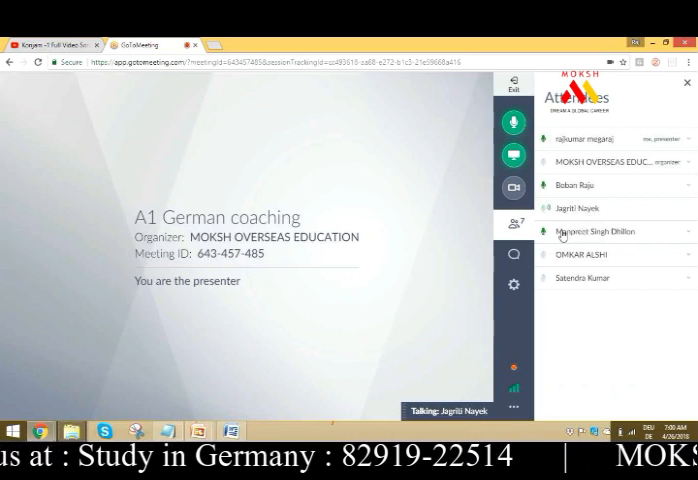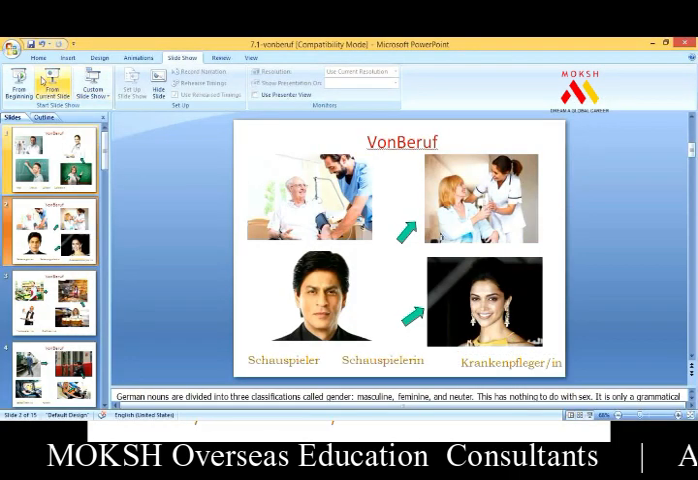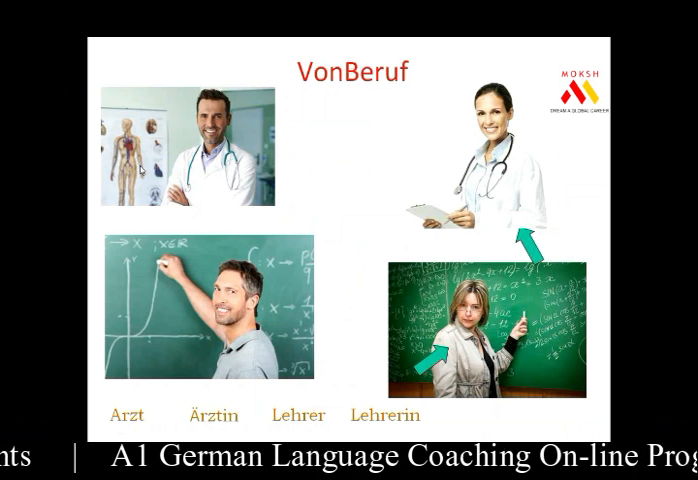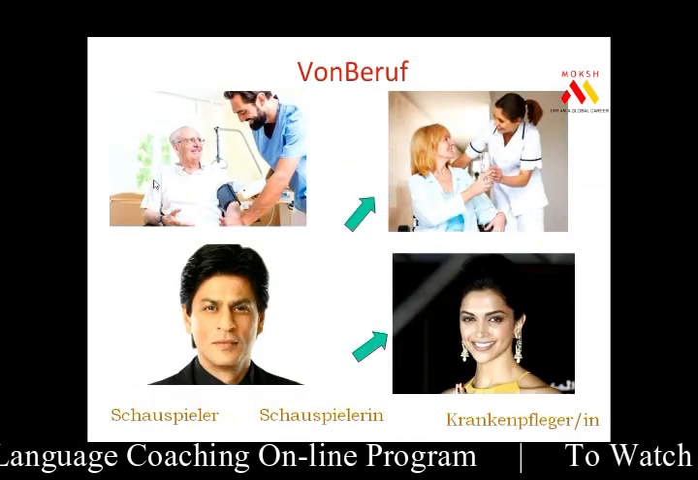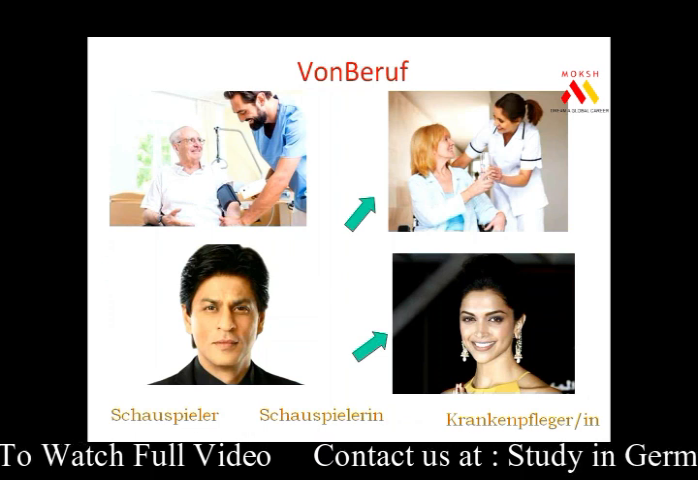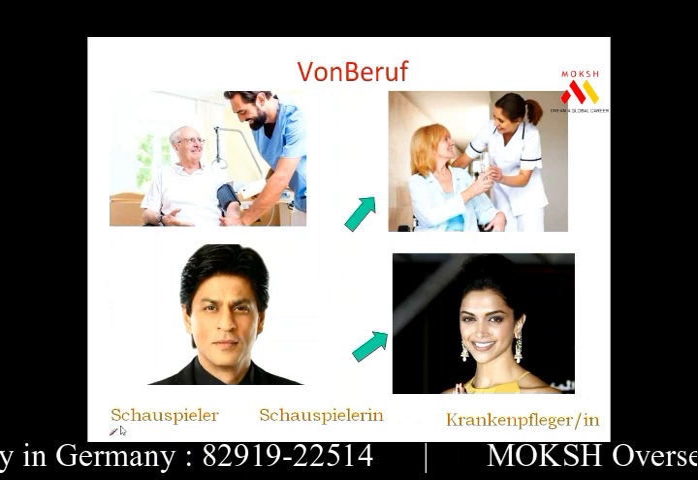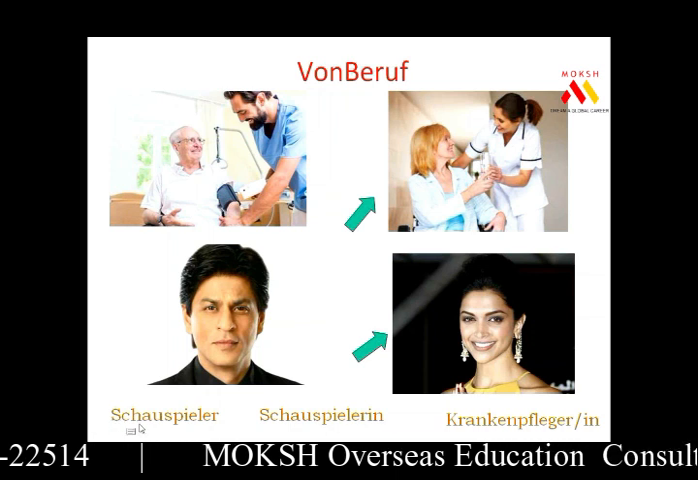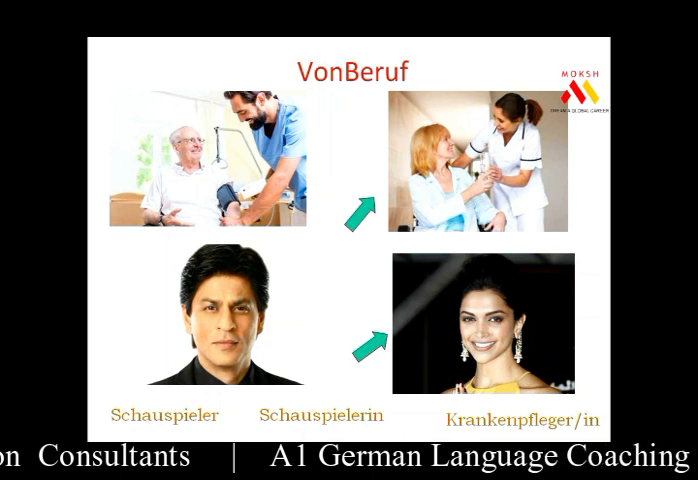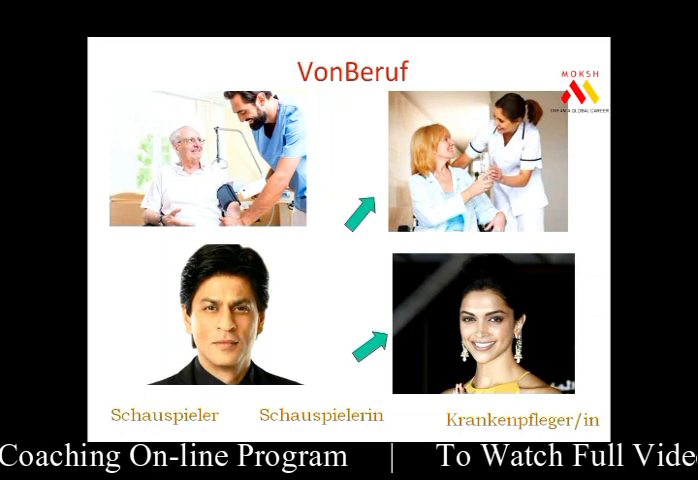Sir, in that second slide, in pronunciation logic, we have seen that after CH, if A, O or U is there, it will be kh. So how will we pronounce this one? So SCH is there, that you have to note down. SCH is normally pronounced sh. So here, if CH is there, you also have to see SCH. We have seen SCH means sh. For example, we have seen Schule, right?